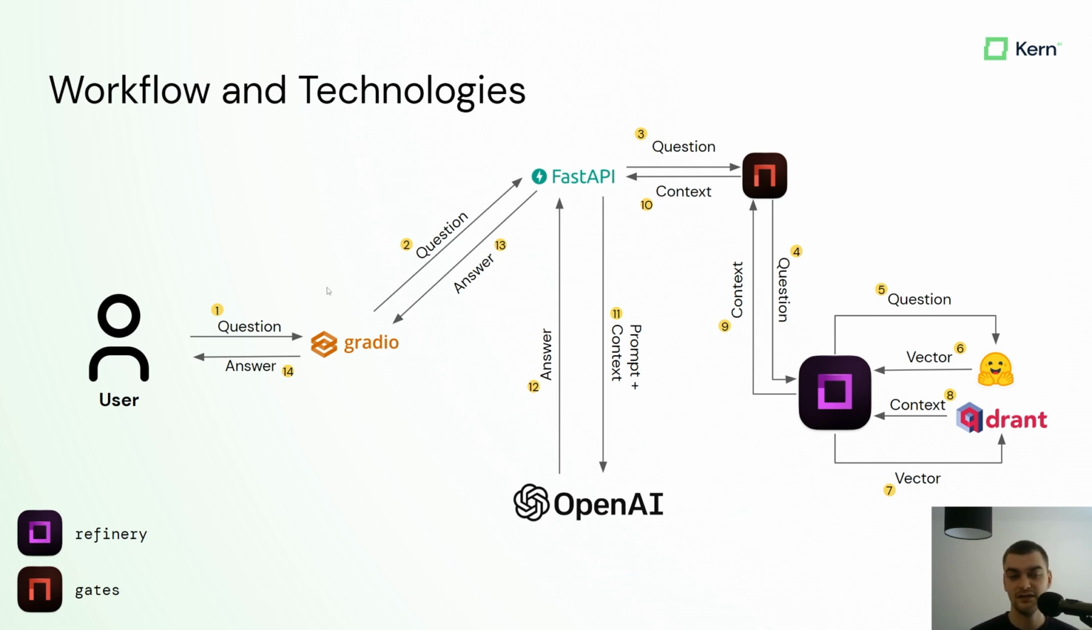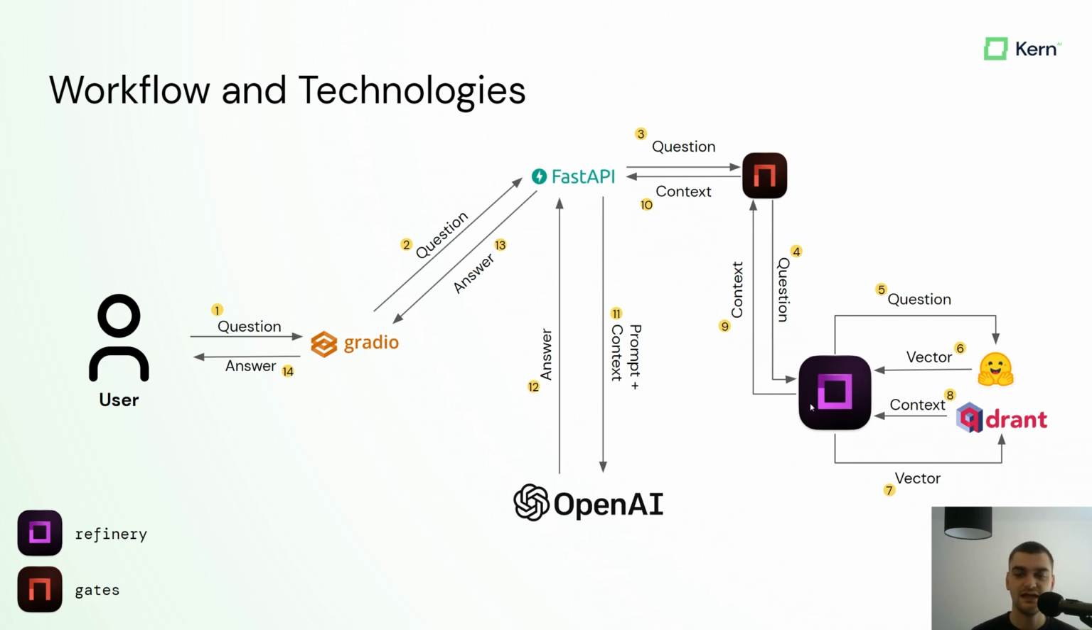Then it would work like this. We ask the question in the Gradio front end. The question gets redirected to the FastAPI backend service, where it gets redirected to the Gates API. The Gates API forwards this question to Refinery, where the question is embedded using the Hugging Face transformer to get a vector representation. This vector is then fed in Refinery to the Qdrant database and queried for similar records, so similar documentation entries that are the context.